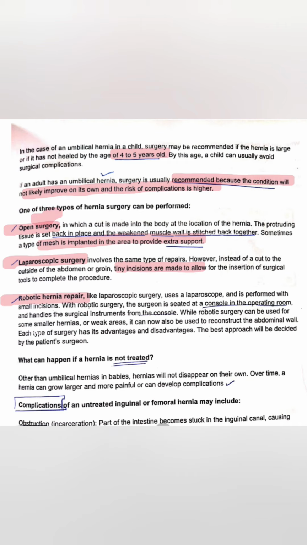Robotic hernia repair, like laparoscopic surgery, uses a laparoscope and is performed with small incisions. With robotic surgery, the surgeon is seated at a console in the operating room and handles the surgical instruments from the console. While robotic surgery can be used for some small hernias or weak areas, it can now also be used to reconstruct the abdominal wall. Each type of surgery has its own advantages and disadvantages. The best approach will be decided by the patient and surgeon.